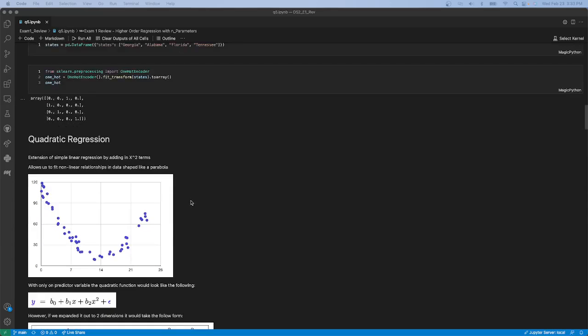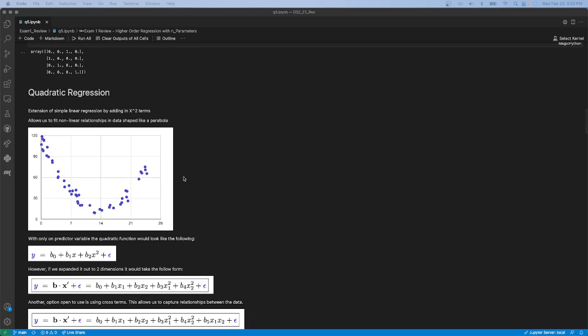Okay, so let's hop into regression. So we already touched on linear, I believe, and multiple regression, and we kind of understand what those are. So this is really just a fairly basic expansion on what we already know. So now instead of just having x terms, we now have x squared terms, and that's what makes it quadratic. Just adding in those x squared terms. And this quadratic regression typically allows us to fit nonlinear relationships that are shaped like parabolas.